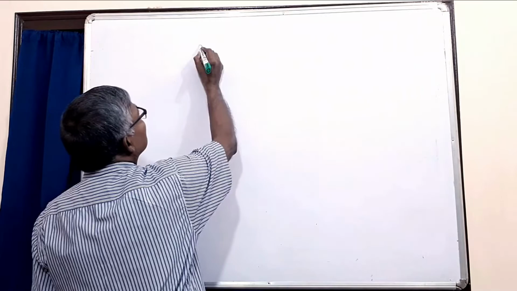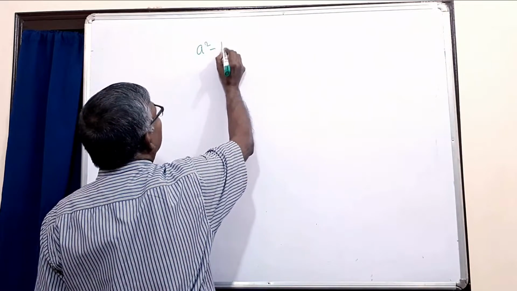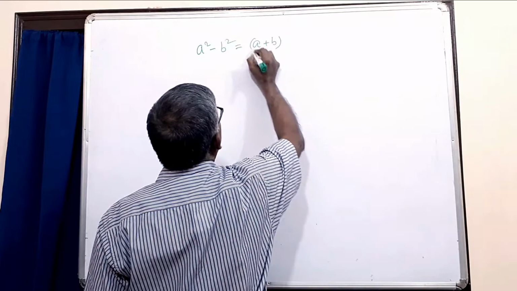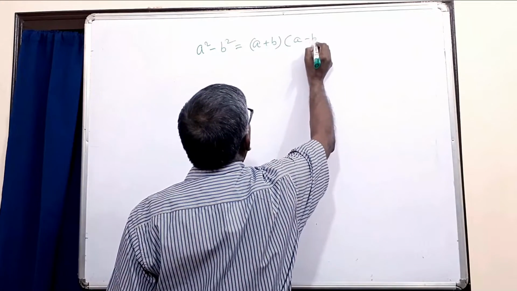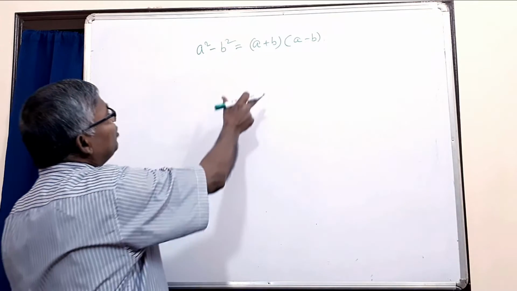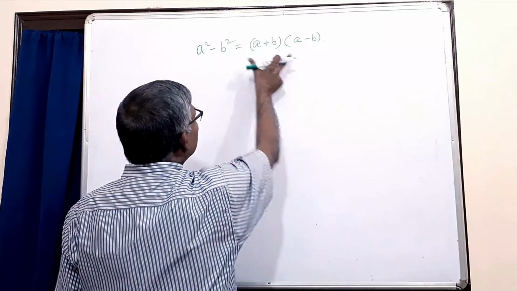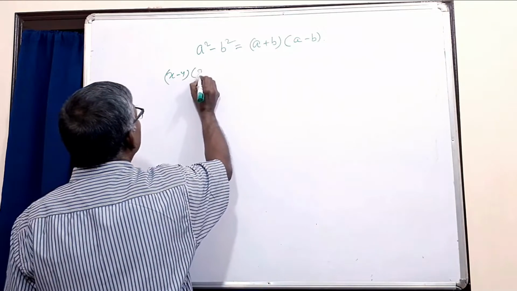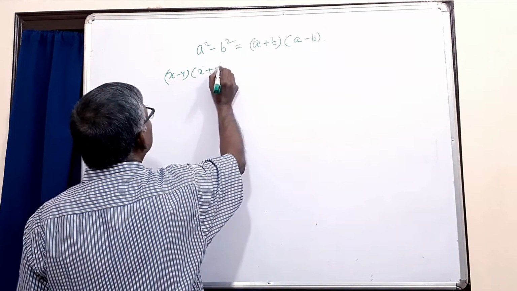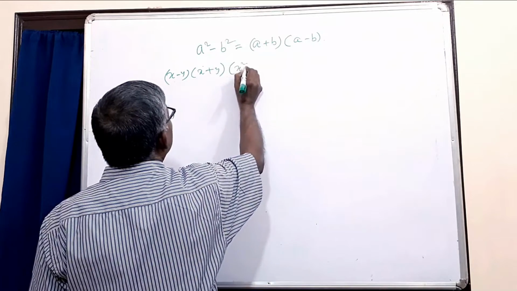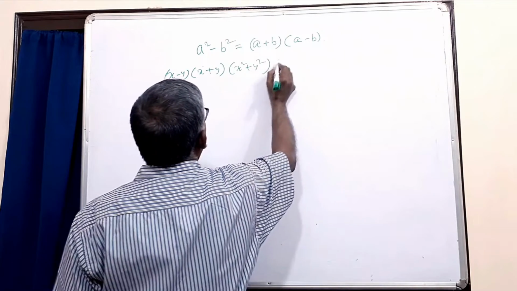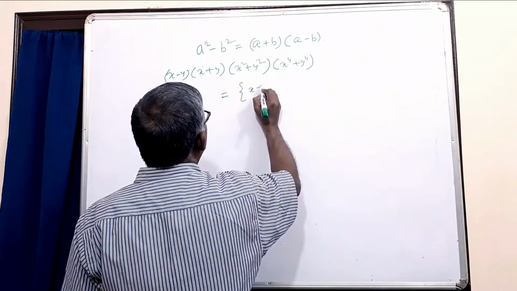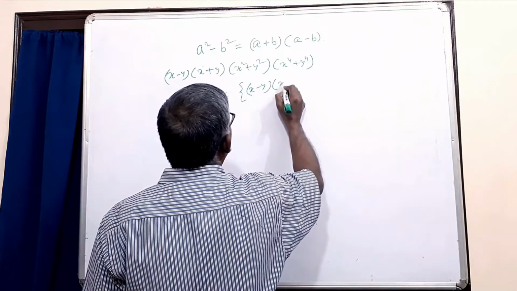Students, you have learned a square minus b square equal to a plus b into a minus b. With the help of this formula, you can get the value of x minus y into x plus y into x square plus y square into x to the power 4 plus y to the power 4. X minus y and x plus y.